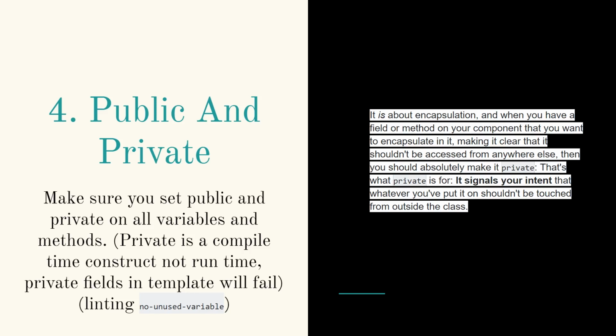So if you're using classes, there's this object-oriented programming idea where we want to encapsulate our data inside the class. So when you have a field or method in your component that you want to encapsulate, it makes it clear that it shouldn't be accessed from anywhere else. So when you make a private field, it shouldn't be accessed anywhere else, including the template itself. Because if you do, it should give you an error actually, because of the way AOT compiling of the code happens, it'll give you an error if you're using a private variable in your template. So it signals the intent that whatever you put in shouldn't be touched from outside the class.